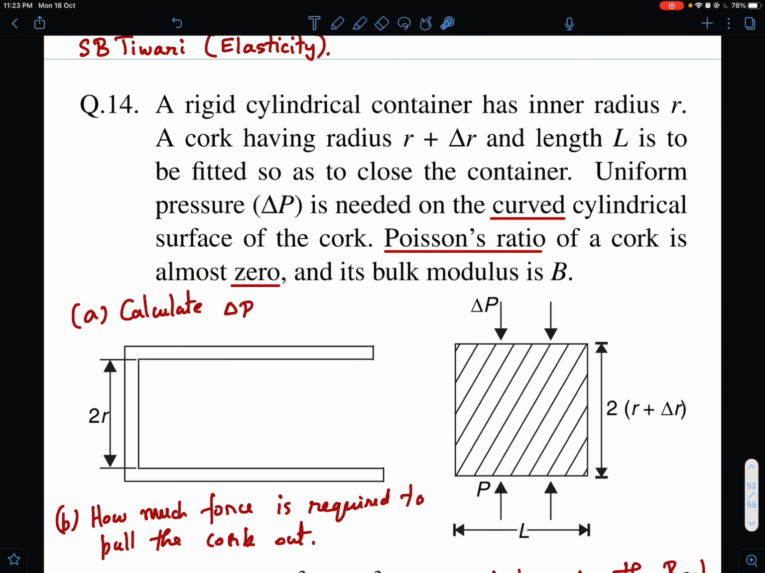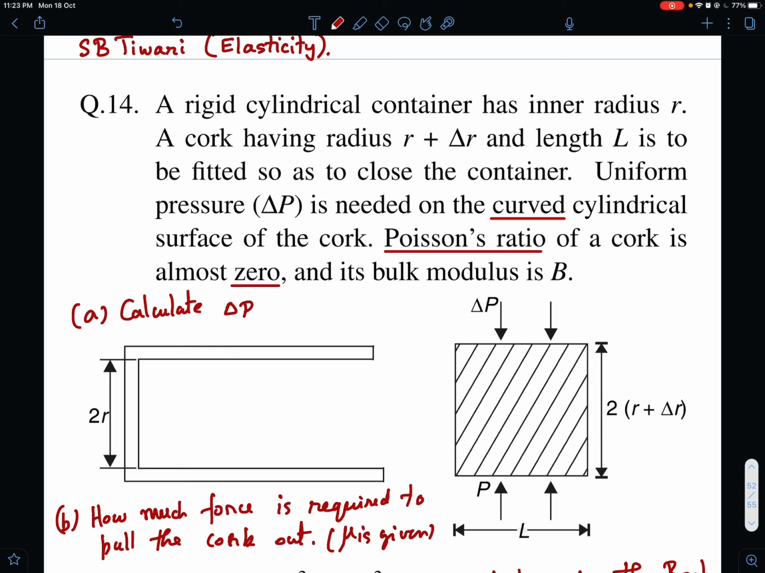Part A is we need to calculate the delta P, that is, how much pressure we need to apply so that you squeeze it a little bit and then fit it into the bottle. You can say bottle or vessel, whatever. And then once it gets fitted in the bottle, obviously it will be pressing against the curved surface of the bottle, and there's some friction over here. The coefficient of friction is mu.